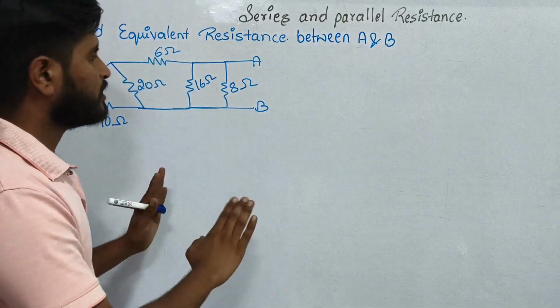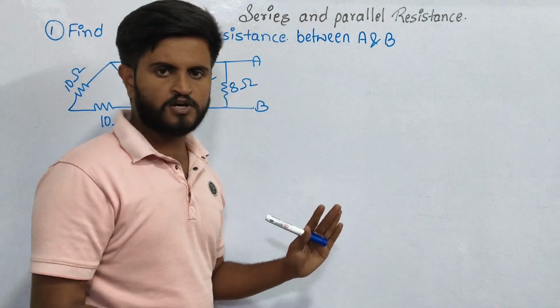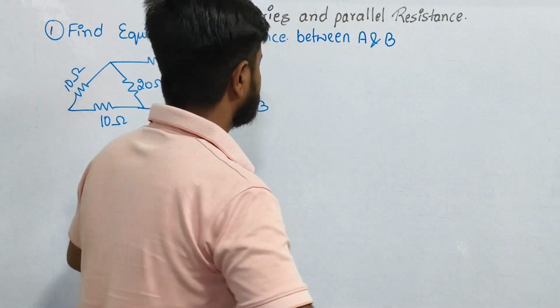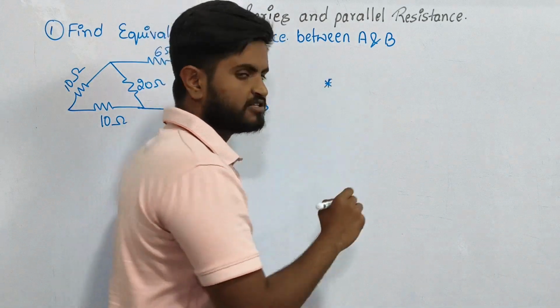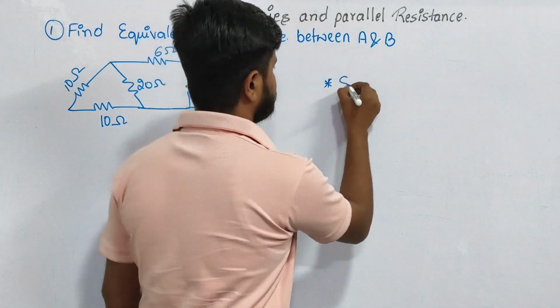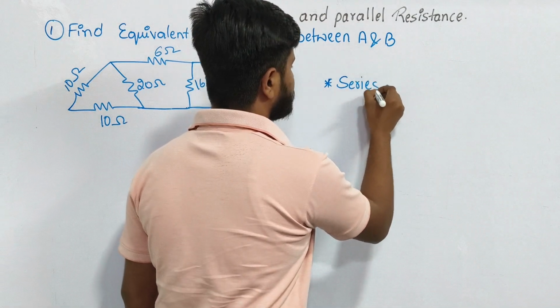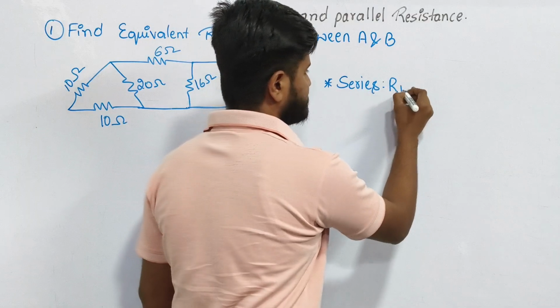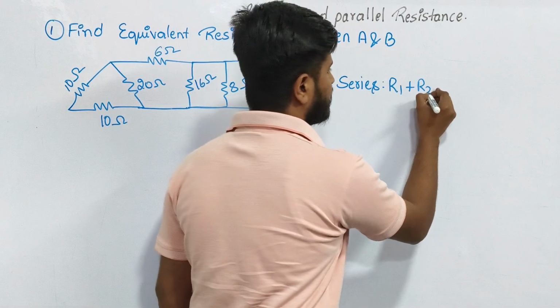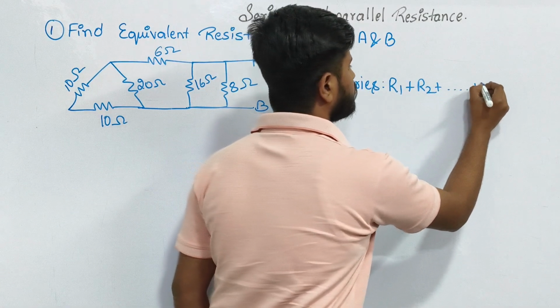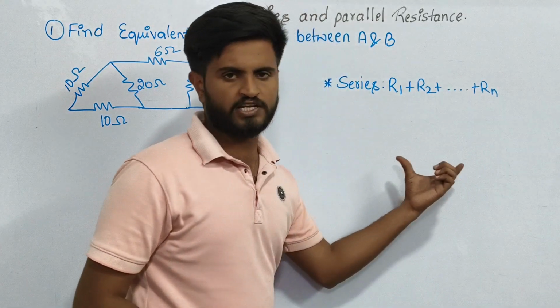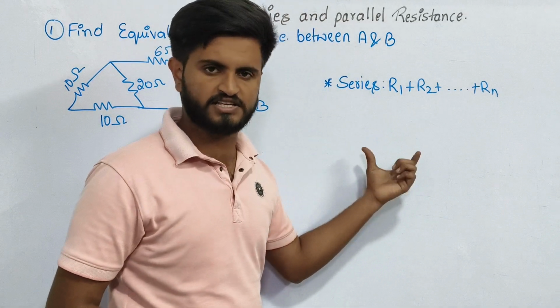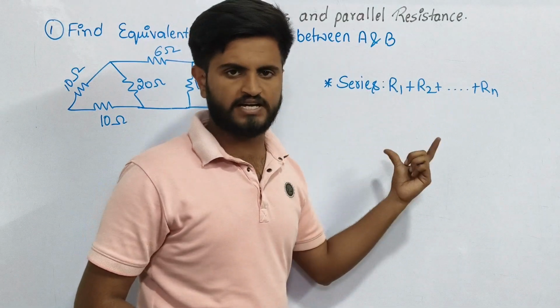To solve the problems related to series and parallel, we just need two formulas. The first one is when the resistors are in series connection. You just add all the resistances: R1 plus R2 plus, like that, up to Rn. Rn means however many resistors are given in the series; you will add all of them directly.